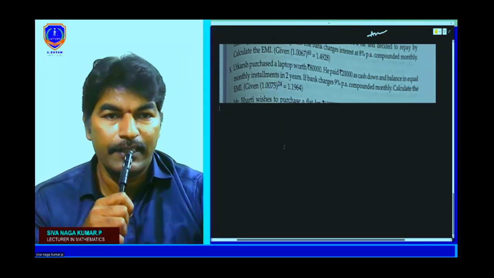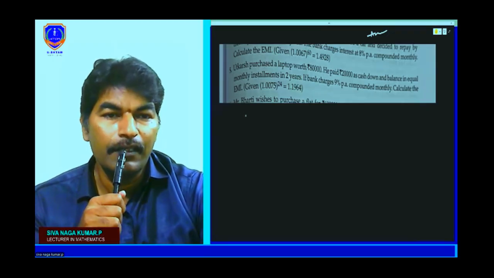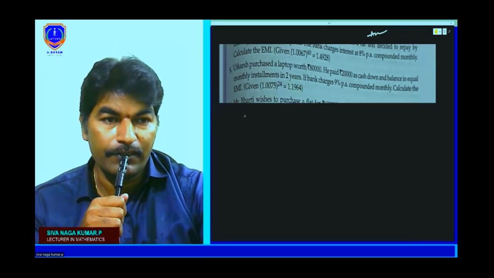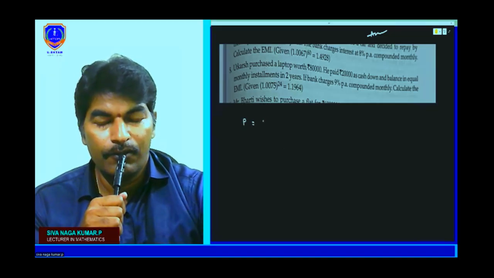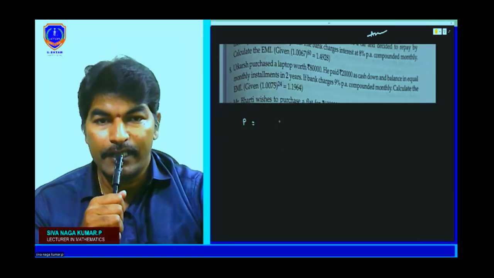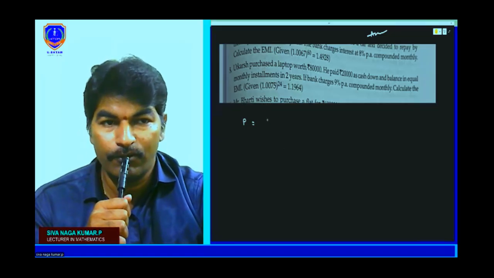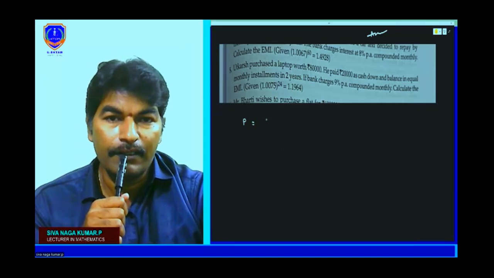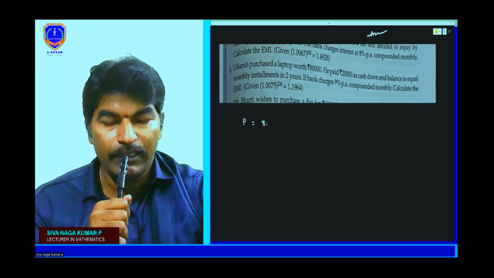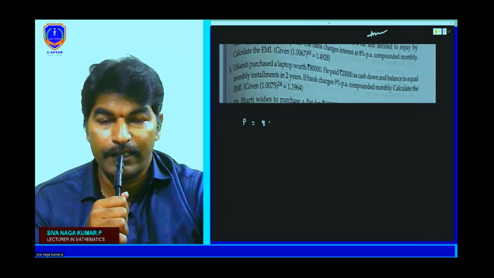Utkarsh purchased a laptop worth 80,000. He paid 20,000 cash. That means the loan amount is the exact cost minus what you already paid as a down payment. The borrowing amount is very important. EMI will be calculated only on the amount you borrowed, right? Not on your down payment. That's your money, no? Why would you pay EMI on it again?